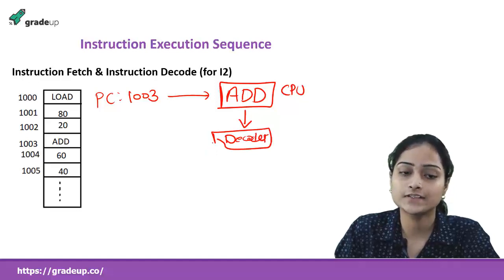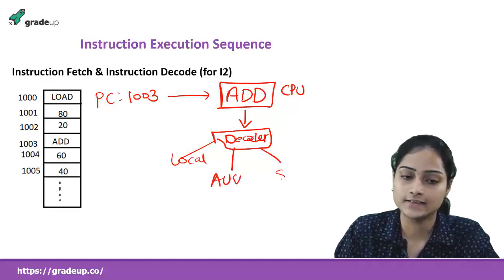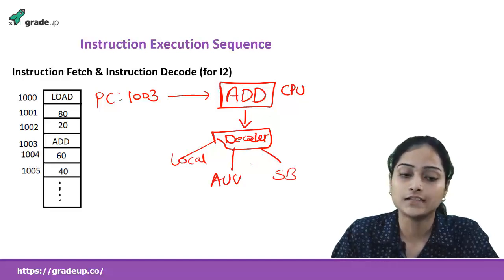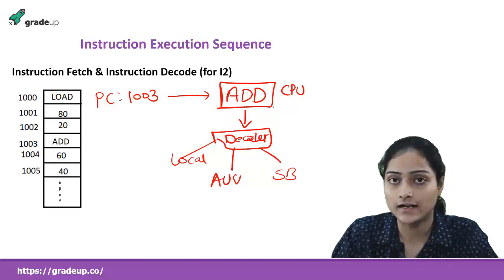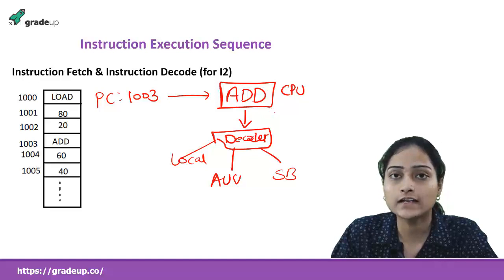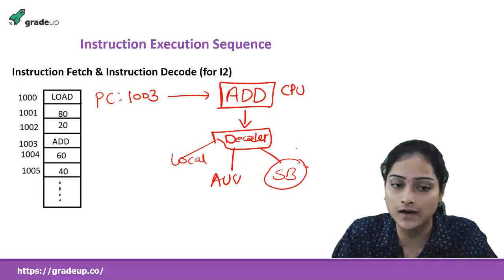Decoder is going to give signal to three things: local bus, ALU and system bus. Now this decoder comes to know that the instruction is add. It came to know that it is a one address instruction. So the remaining part has to be fetched out. So it will give signal to system bus for fetching of the remaining part.